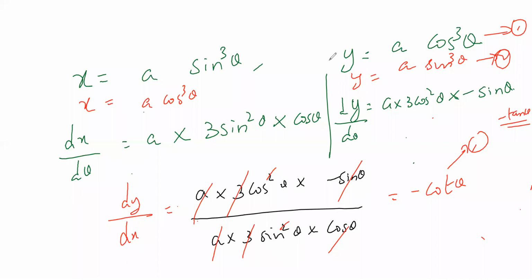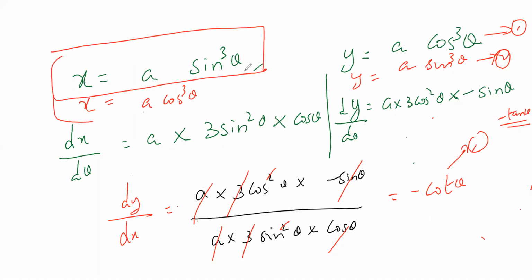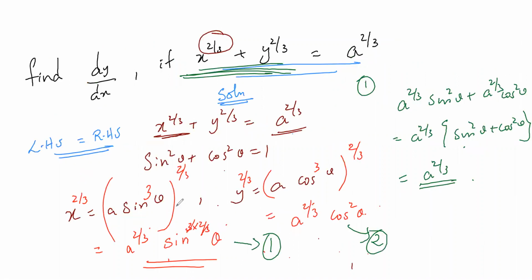Is everyone clear in this question? See, for me, the main objective was to make you understand why we are taking x is equal to a sine cube theta and y is equal to a cos cube theta. So that is the reason I thought of explaining you this. Is it clear for everyone?